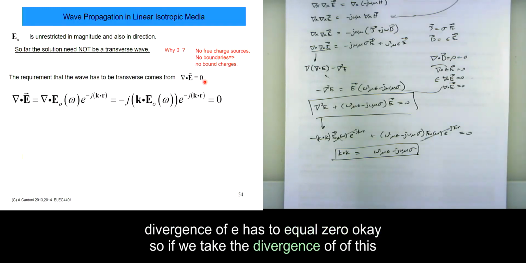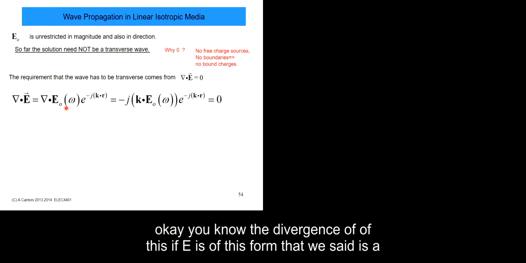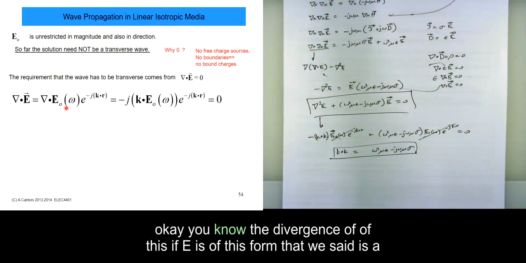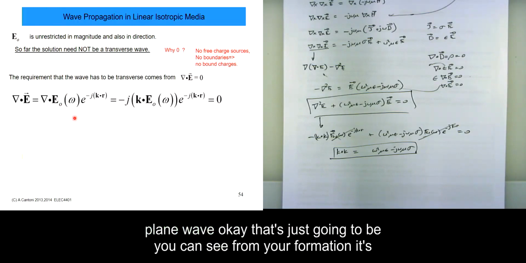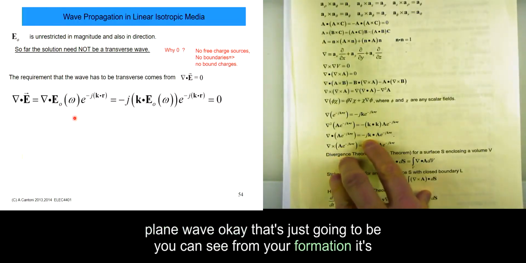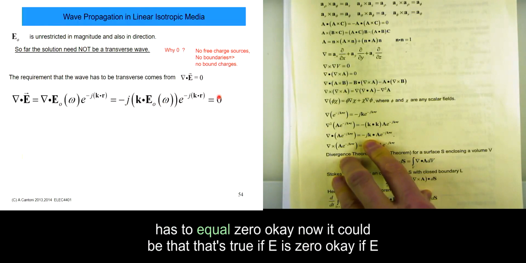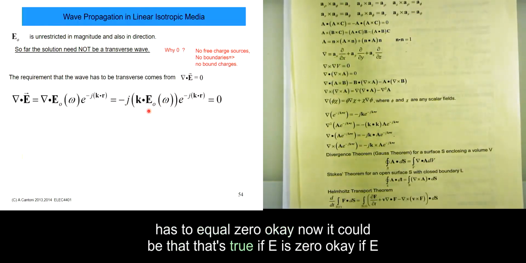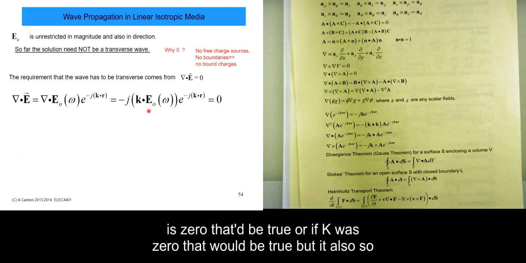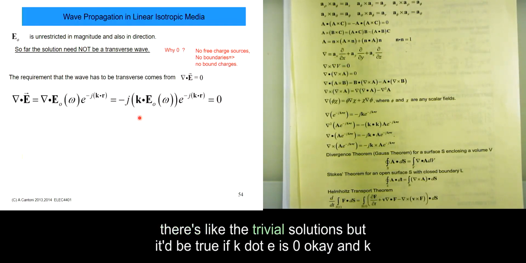So if we take the divergence of this, if E is of the form that we said is a plane wave, you can see from your formula sheet that it's going to be minus j k dot E times the E phasor again, and that has to equal 0. Now it could be that that's true if E is 0, or if k was 0. So there are the trivial solutions, but it'd also be true if k dot E is 0.